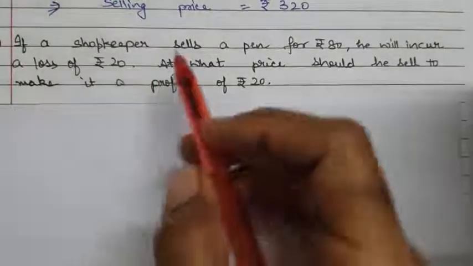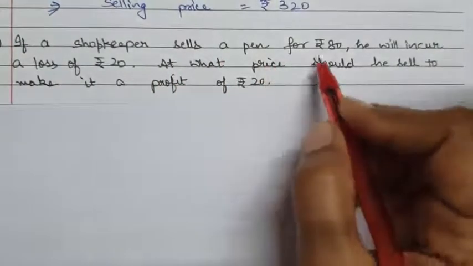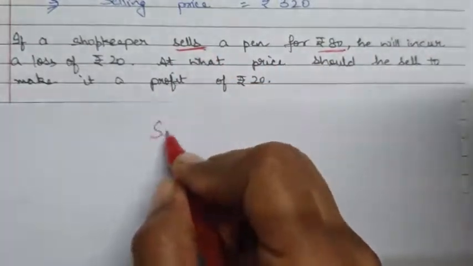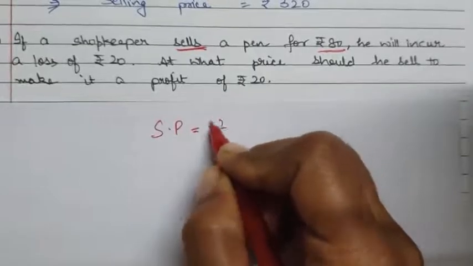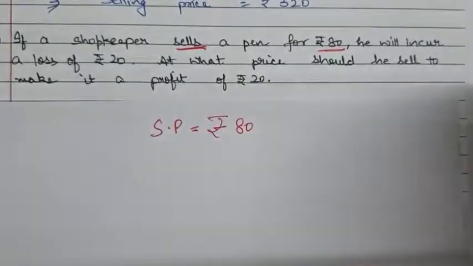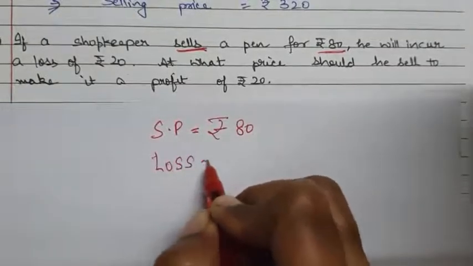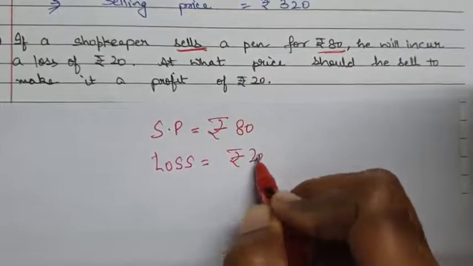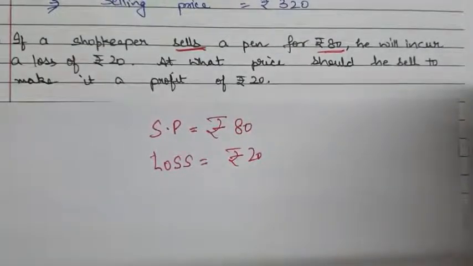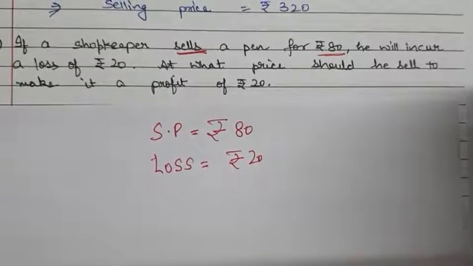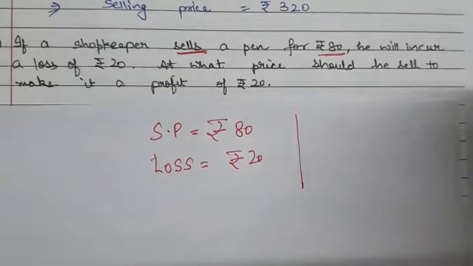Let us start with the second question. A shopkeeper sells a pen for rupees 80. This is your selling price. So the selling price is rupees 80. He will be having a loss of rupees 20. So now the loss is given to you, that is 20 rupees. And at what price should he sell to make a profit of 20 rupees?